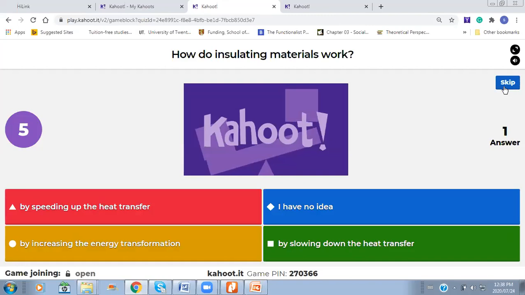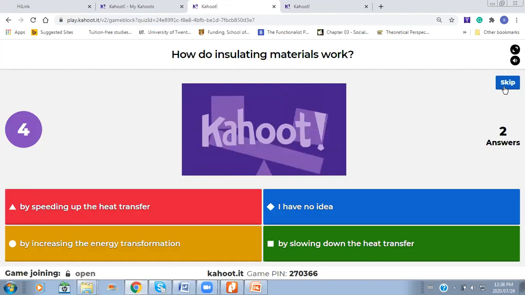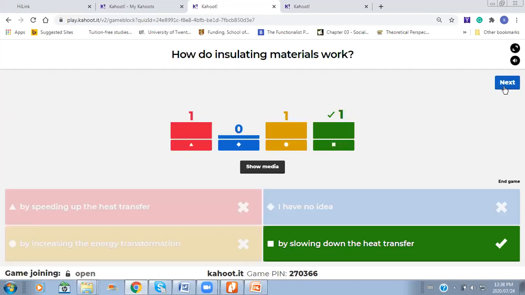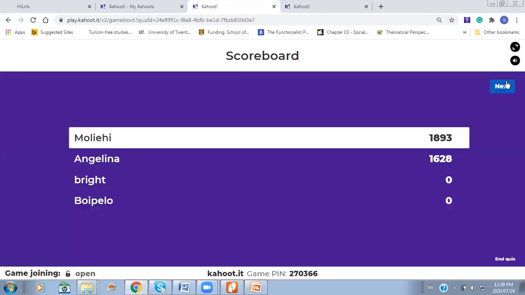One, by speeding up the heat transfer, or you have no idea, or by increasing the energy transformation variable by slowing down the heat transfer. One person got this one. If you don't get these things right... Angelina has overtaken again. Bright and Buipelo, don't give up. You can make it up.